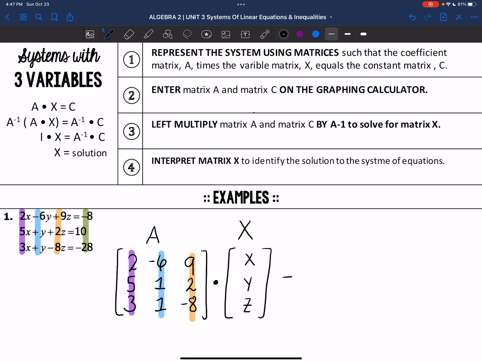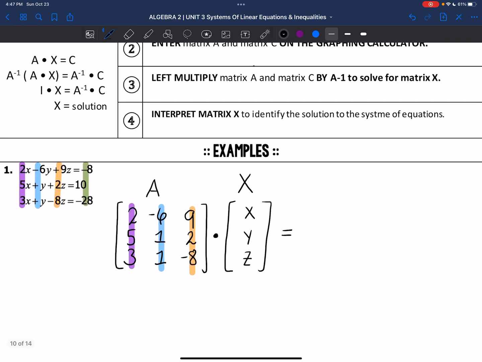Lastly, that is going to equal, well, let's check it. What dimensions do we have here? This is a 3 by 3 matrix. This is a 3 by 1 matrix. Can we multiply these 2 matrices together? Is that defined?